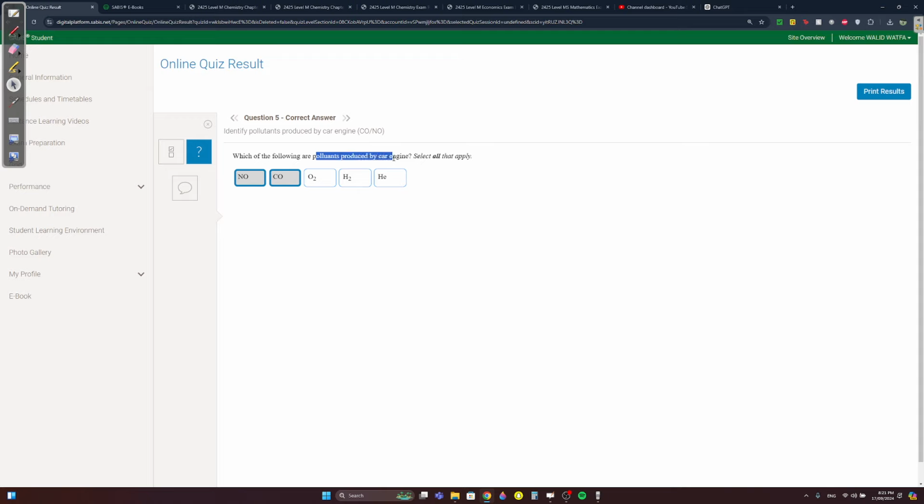Question 5. Which of the following are pollutants produced by a car engine? Just memorize this, guys. Nitrogen monoxide, carbon monoxide. Just memorize. All this quiz is memorizing.